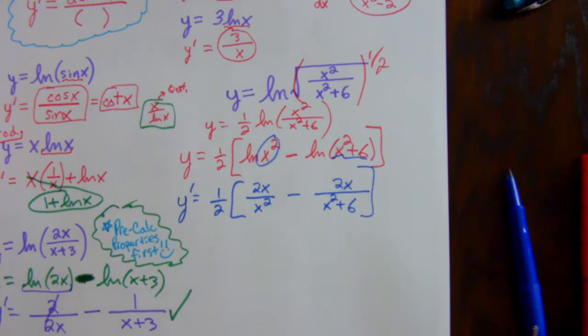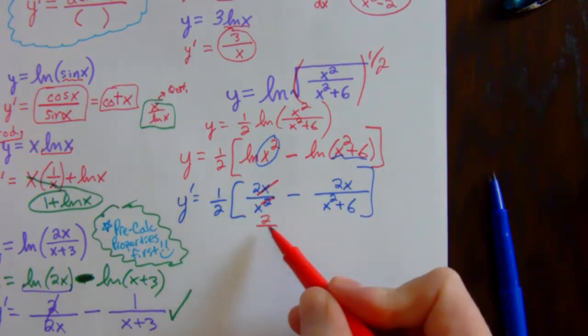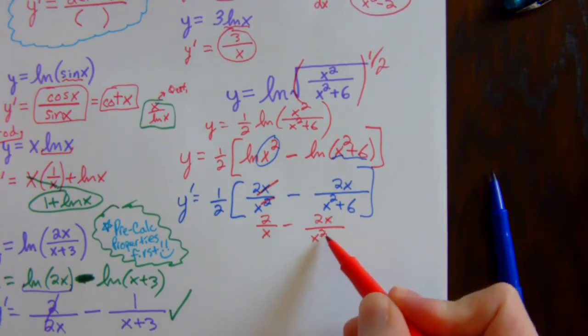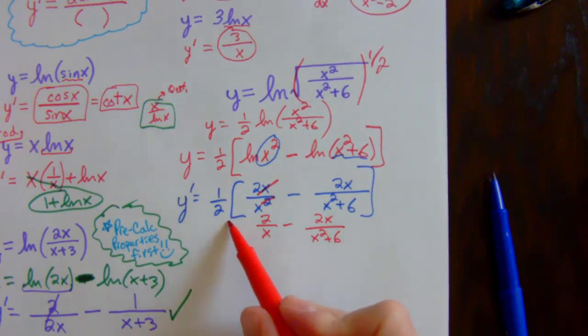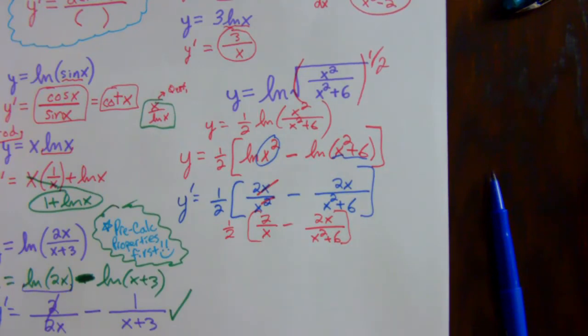I realize that these x's can cancel out, so I can cancel out one of those. So this is really just 2 over x. And then remember, if you have the fractions broken up, you want to go ahead and get yourself a common denominator and get yourself one single fraction here.